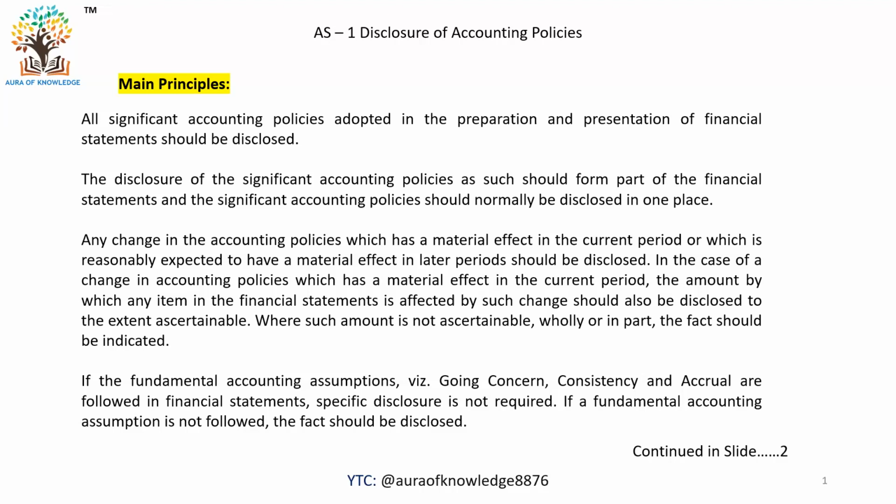Okay, if you have decided to follow some accounting policy, then you have to consistently maintain that policy throughout the period of the company. Of course you can change it. Then there should be a reason why you are changing. What is the effect of that particular change? All these things are also to be disclosed. That will come in the next paragraphs.